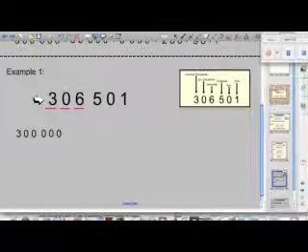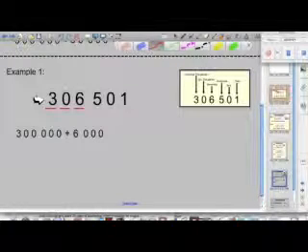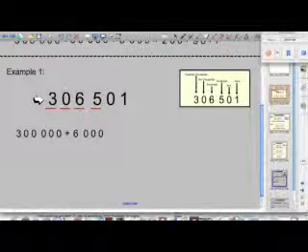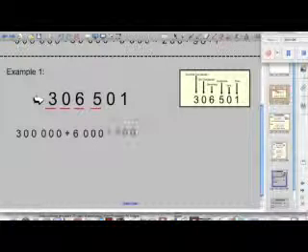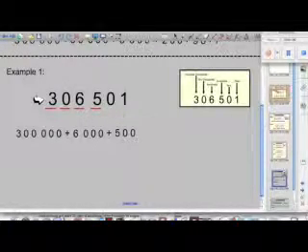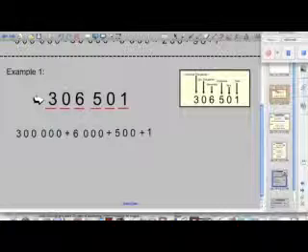I notice that I have a 6, and that's in the thousands column. 6 thousands gives me 6,000. Again, notice that it's connected by an addition sign. Moving over to my next place value, I have a 5, and that 5 is in the hundreds column. 5 hundreds gives me 500. And now I move over to my tens, and again I find that I have a 0, so there is no value to record there. So I'm just going to go ahead and skip over that, move over to my last column, the ones, and I have a 1 in the ones, gives me 1. And there you have your expanded form notation.